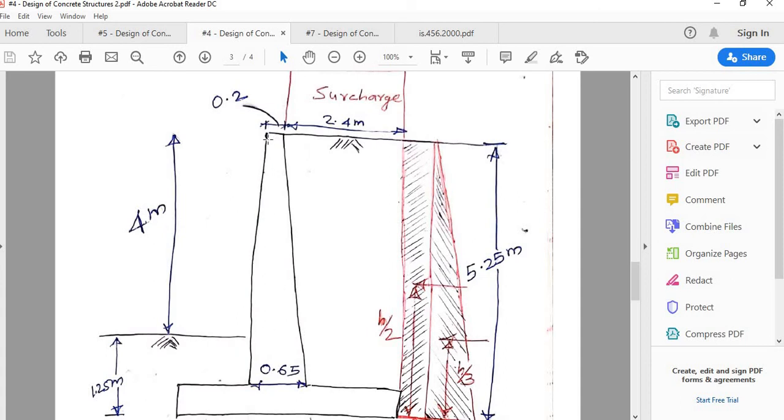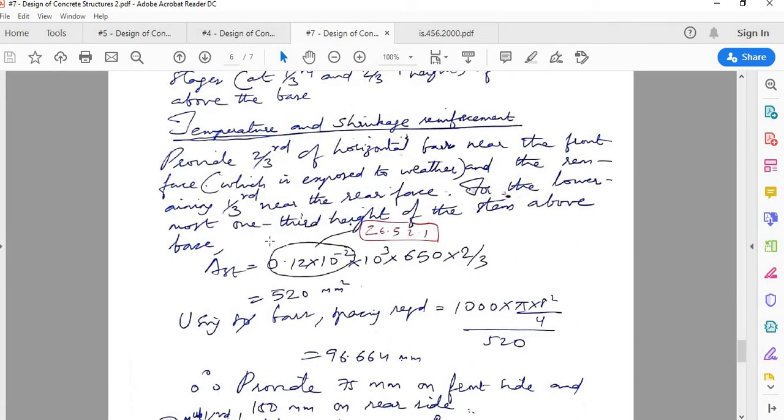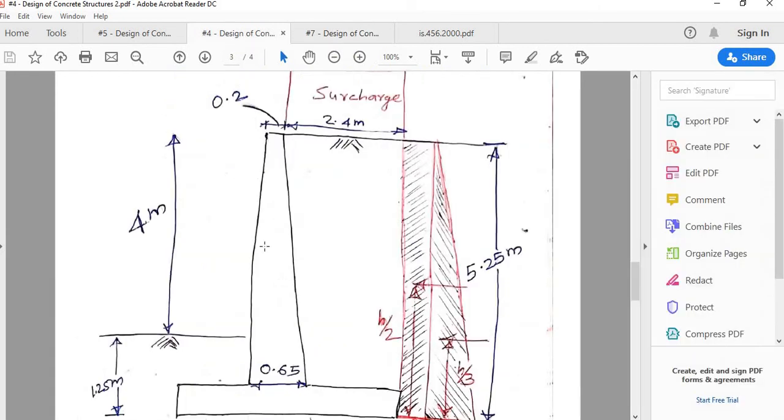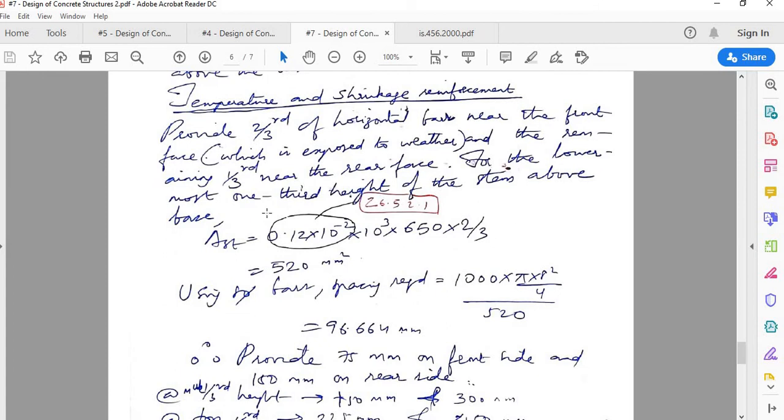Now this face is exposed to the environment, which means it is more susceptible to temperature variations and things like that. So whatever total reinforcement that we are calculating, based on the minimum percentage of steel for creep and temperature and shrinkage, we'll provide it along both faces, and since this face is exposed, we'll provide 2/3 of the reinforcement along the exposed face and 1/3 along the interior face. So that is exactly what I've done here.